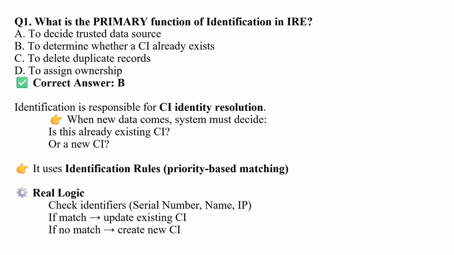It means identification is responsible for CI identity resolution. When new data comes in, the system must decide: does this already exist, or is it a new CI? Then it uses identification rules. Identification means to recognize by ID, so the logic is priority based matching. The real logic is to check identifiers, for example serial number, server name, or IP address. I first check the identification.